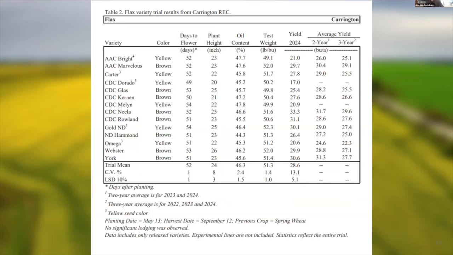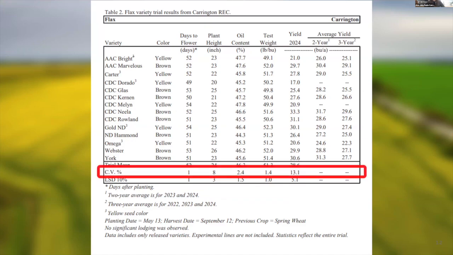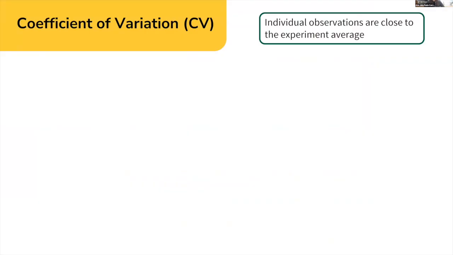So going back to our table, we have another statistic that we are always reporting, and this is the CV. The CV is the coefficient of variation, and it tries to report how close an individual observation is to the experimental mean. This is a big definition, and for me it's not really friendly. I'm more a person who understands things better with images. So I brought you that.